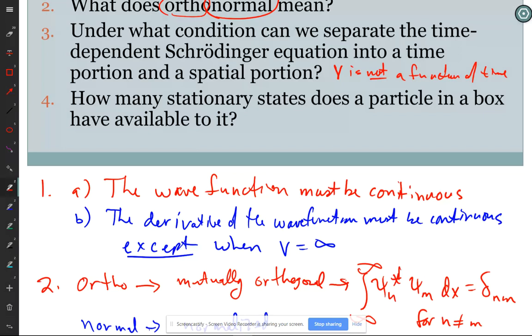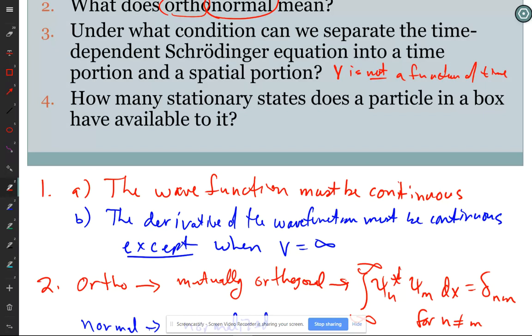The process we did was we said, well, psi is a function of x and time, so we can write psi as a function of x times a function of time. And then each term we could divide to get rid of either time or position. Except for the potential energy function, you could only do it if it's not a function of time. If it's a function of time, you can't get rid of the time portion. And so the potential energy function had to not be a function of time, which is the condition that we will use everywhere in this class.